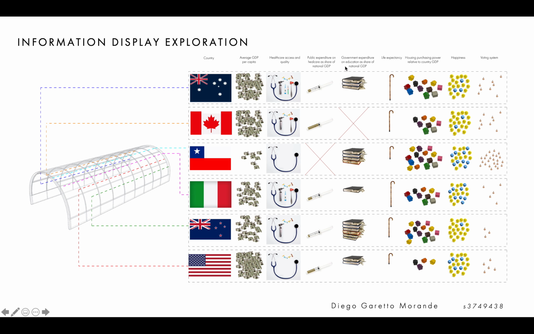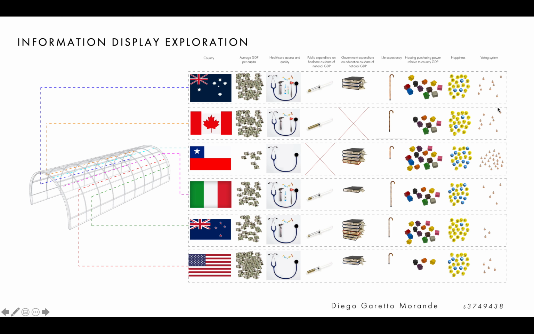symbol. The next one is the government expenditure on education as share of national GDP. The following one is the life expectancy of each country. And the next one is the housing purchasing power relative to the country. This is how expensive the square meter is in each country. So the more houses you see here, the cheaper it is, so you can buy more houses with the money you earn in this country. Finally, the last one is the happiness index, which shows how people feel in that country. Are they happy? Are they sad?